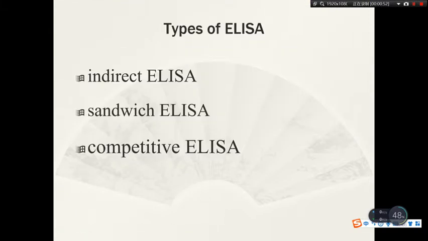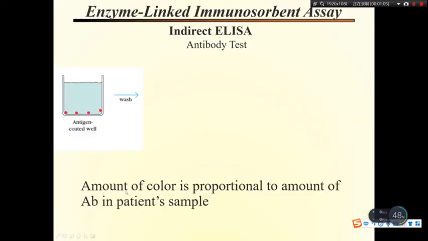There are a number of variations of ELISA. There are indirect ELISA, sandwich ELISA, and competitive ELISA. First, indirect ELISA. The indirect ELISA detects the presence of an antibody in a sample.